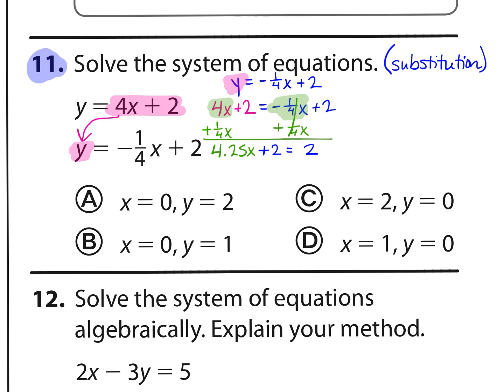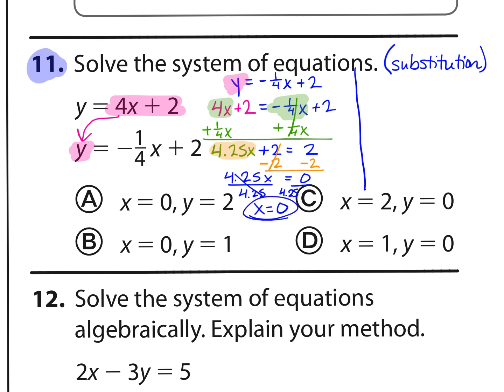And we've got a little two-step equation. We want to get this term 4.25x by itself. So let's get rid of this positive 2 by subtracting 2. What we do to one side, we do to the other. And so we've got 4.25x equals 0. And then divide both sides by 4.25. We're running out of space. And we get that x is 0.